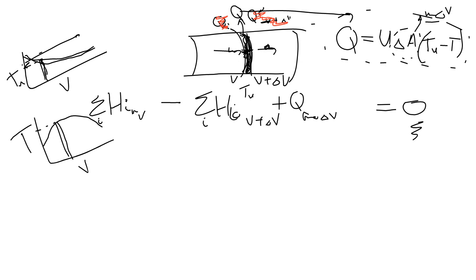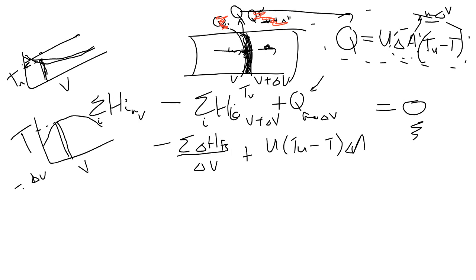So now if I substitute this in there, and I take the limit, divide by delta V, this will then be equal to minus delta H of my flowing streams divided by delta V, plus U, TU minus T, and then I'm going to have that small delta A, area available for heat transfer in delta V, divided by delta V. So there we go. I will tell you when you swap it. This is correct for the purpose of the fluid. Now, and that is equal to 0.